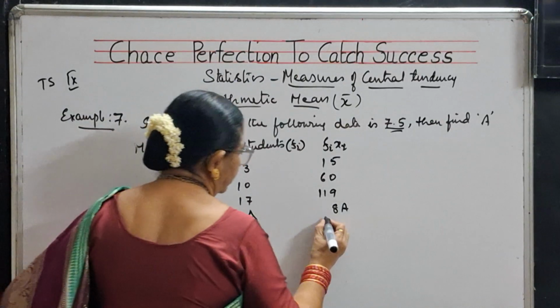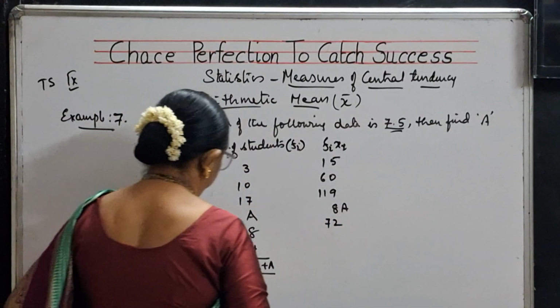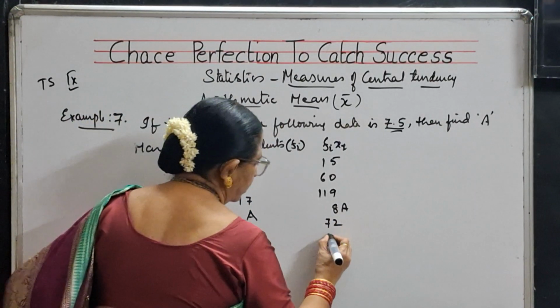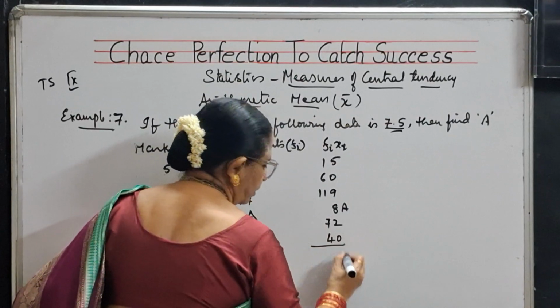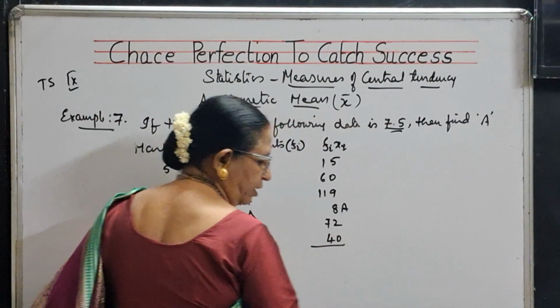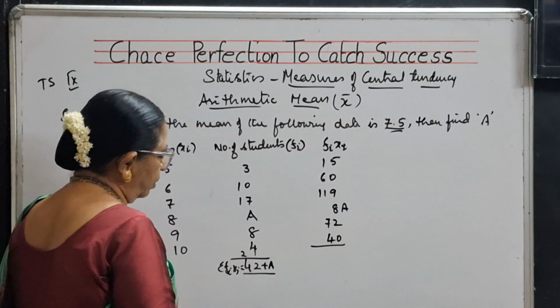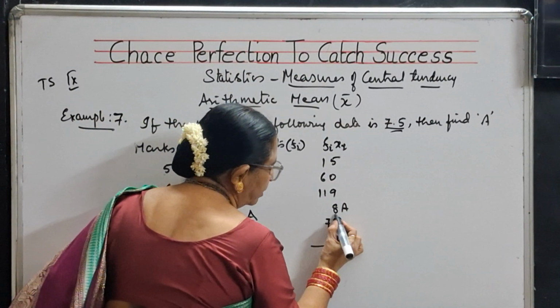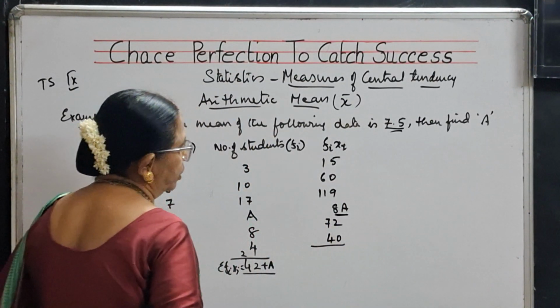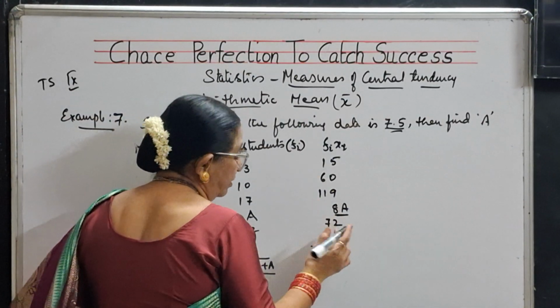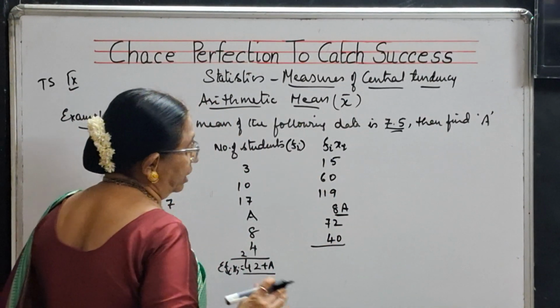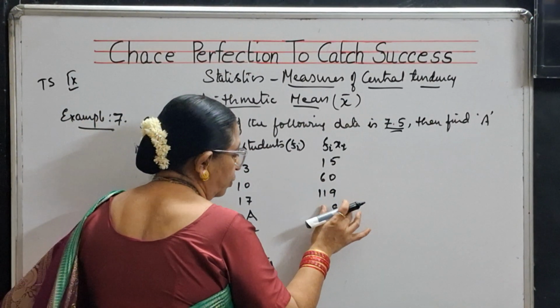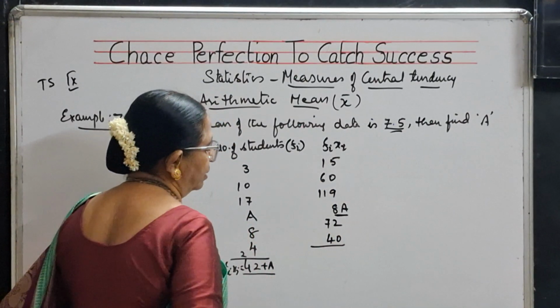And 9 eights are 72. 10 fours are 40. So you have got these values. Now you have to add all this. So when you are adding, don't take this 8A, children, because by mistake you may take this 8. Don't take. Leave it like this. Without 8A, let us add the other things.